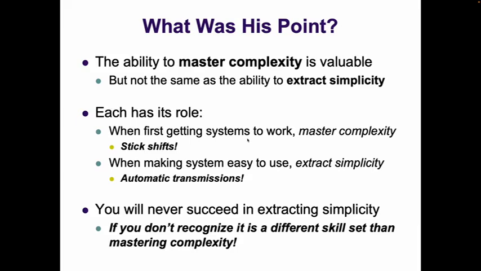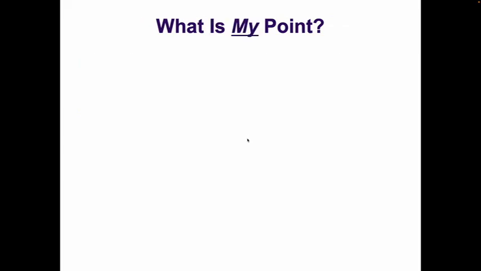And his point was, you'll never succeed in extracting simplicity if you don't recognize that it's a different skill set. If you enjoy driving a manual transmission, then you like mastering complexity. That means you probably shouldn't be the one trying to figure out how to get rid of it, because you like it. This is something you like doing. So that was his point. So what is my point? So why would I bring this up?